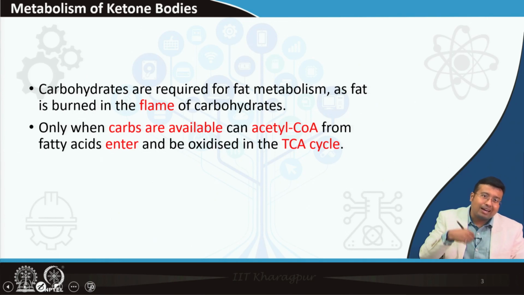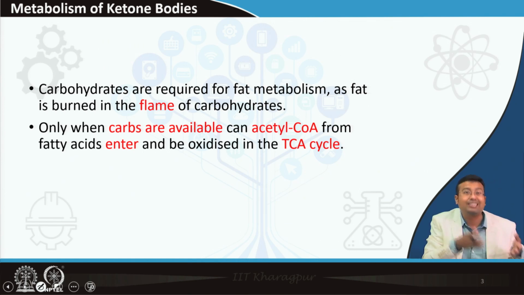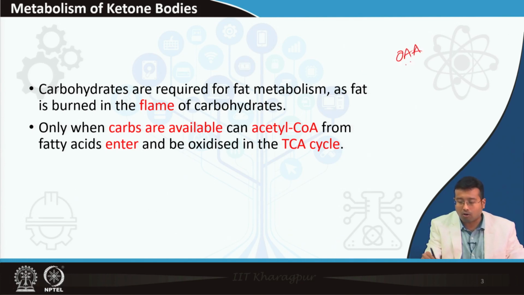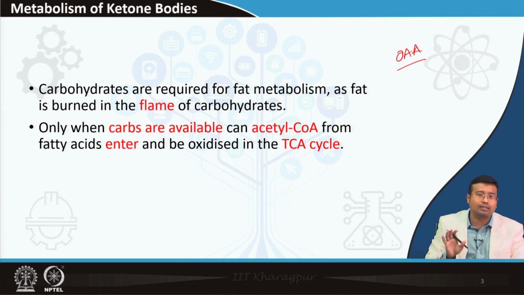Specifically, when the acetyl coenzyme A that is produced by breaking down of fatty acids via beta oxidation is needed inside the TCA cycle in order to produce energy, the TCA cycle has to be working. However, that is jeopardized when a specific intermediate of the TCA cycle, that is OAA or oxaloacetate, is not there. Why is it not there? We will be discussing it again.